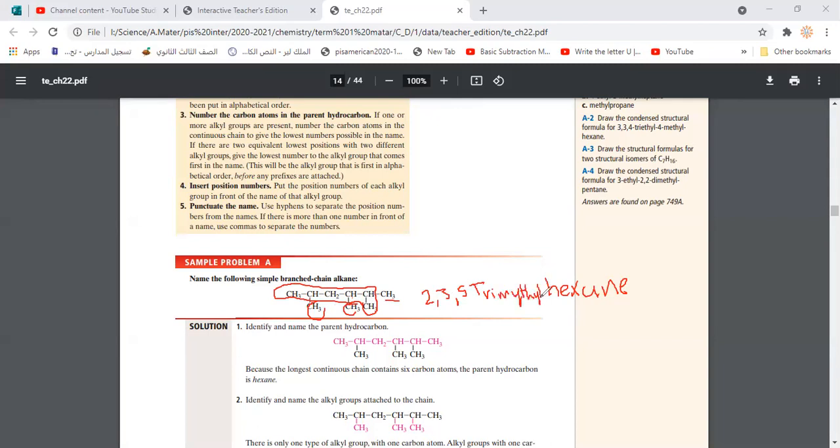hexane. So that's its name: 2, 3, 5 trimethyl hexane. Which means the main chain is hexane, and there are 3 methyl groups located on carbon 2, 3, and 5. You get the idea? Is it clear here?